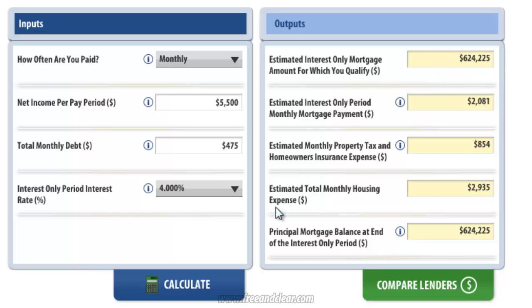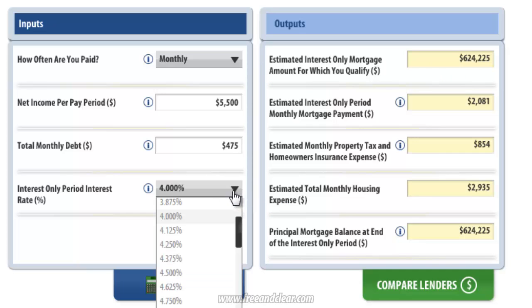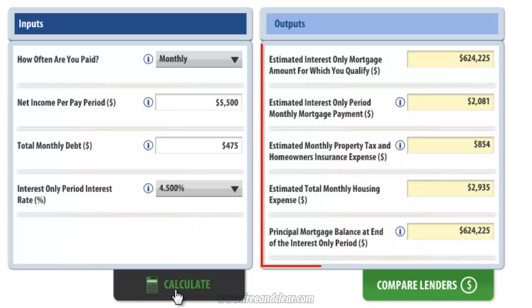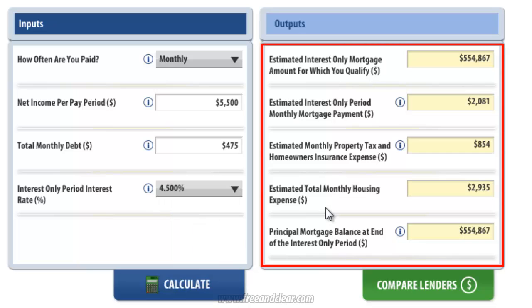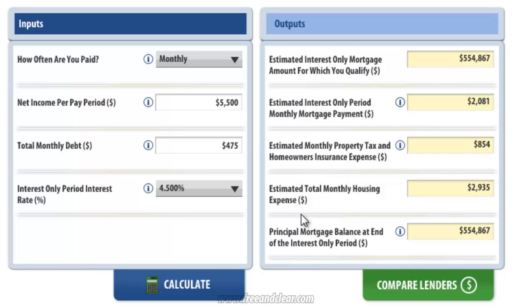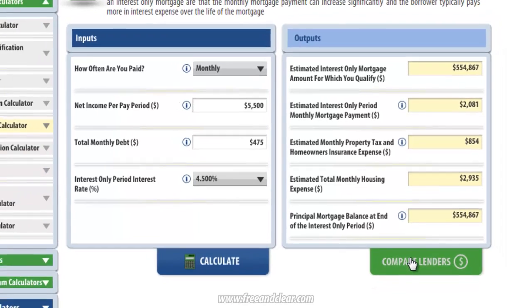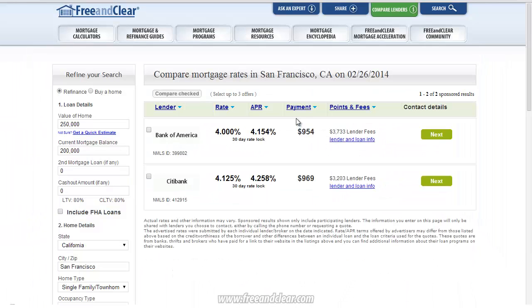One thing to note about the calculators is that you can change an input without having to refresh the page. So let's say I change the interest rate to 4.5% from 4%. We simply change the figure, click the calculate button, and the outputs refresh automatically, and we don't need to refresh the page. After you've evaluated the scenarios you want to review, you can click on the compare lenders button, and that'll take you to a page with interest rates and fees for lenders in your area.